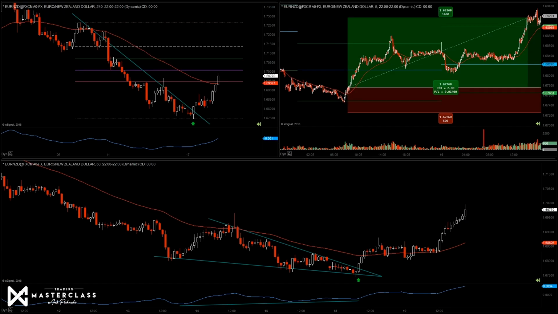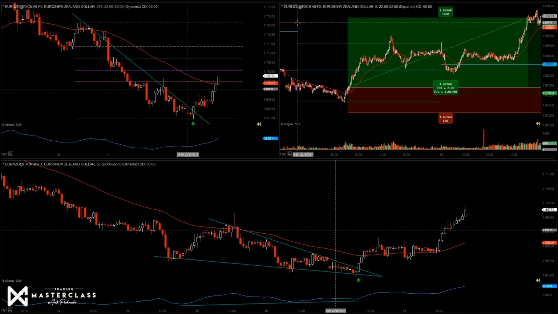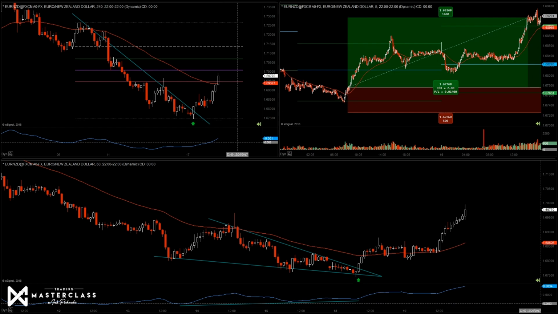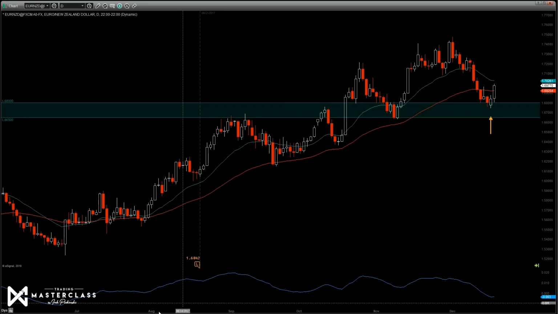All right, guys, so in this example, we're going to be looking at Euro Kiwi. We already looked at it in detail in the previous lesson. So for now, we're going to be focusing more on the entry, exit, and stop loss. So with that said, let's do a quick recap. So the advanced breakout, let's summarize it again.